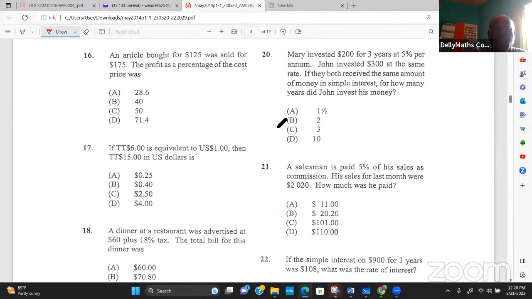Number 16. An article bought for $125 was sold for $175. The profit as a percentage of the cost price was what? All right, so you could simplify the profit. We're going to take that 125 from that 175. So that's $50. And I'm seeing a 40% by looking. But let us say, when you look at this, 50. So you want to relate now. You're going to put 50 over that, and then you multiply this by 100. You could cancel down, you're going to see 40 coming out.